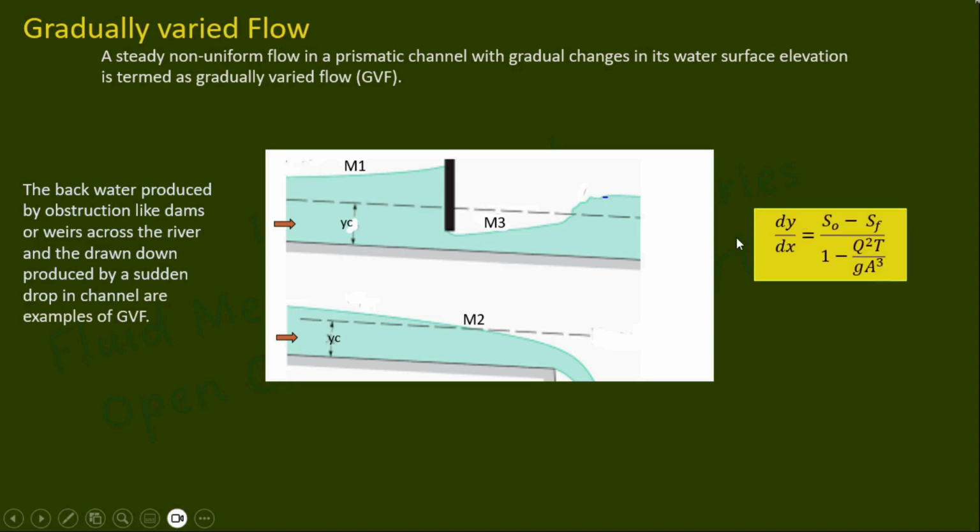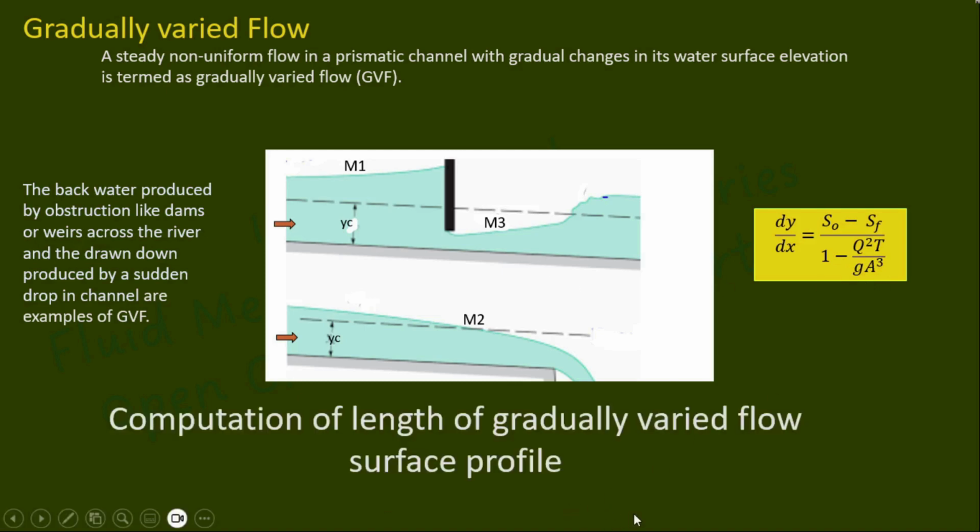The dynamic equation of gradually varied flow, that is dy by dx equal to (S0 minus Sf) divided by (1 minus Q square T by g A cube). So the computation of gradually varied flow profiles involves basically the solution of the dynamic equation of GVF. The main objective of the computation is to determine the shape of the flow profile.